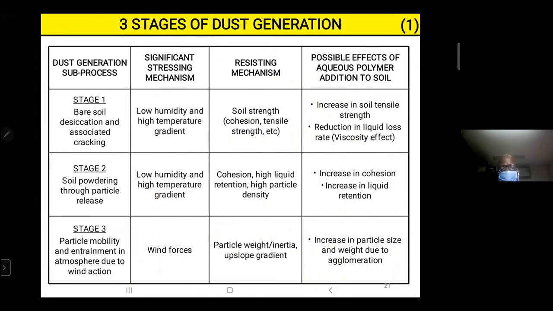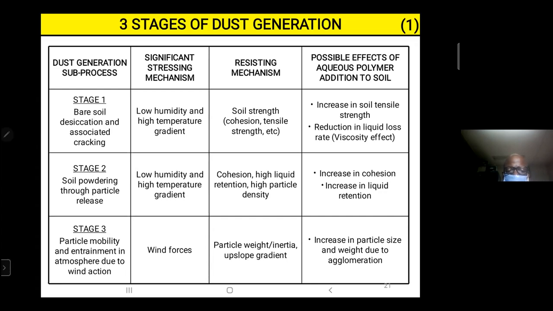I have decided to characterize the three stages of dust generation as follows. You have stage one, in which you have the base soil, desiccation and associated cracking. That's stage one. If you move further down, you have stage two, soil powdering through particle release. And then stage three, particle mobility and entrainment in the atmosphere due to wind action.